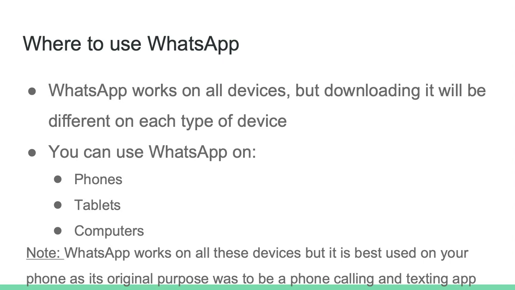Okay, so where can you use WhatsApp? You can use it on phones, tablets, computers, and through the browser. But if you're using it on the laptop browser, you'll have to have the mobile app before you can use the browser version.